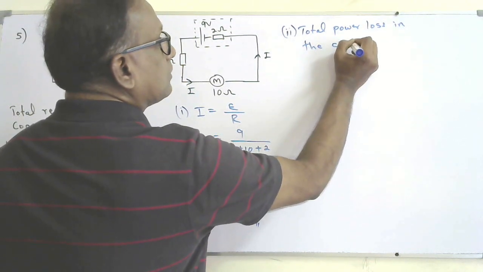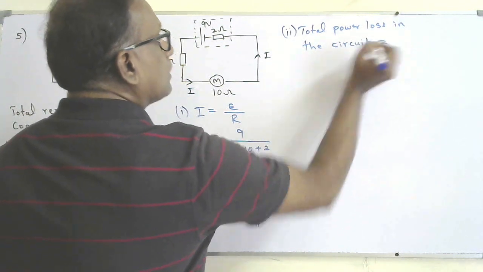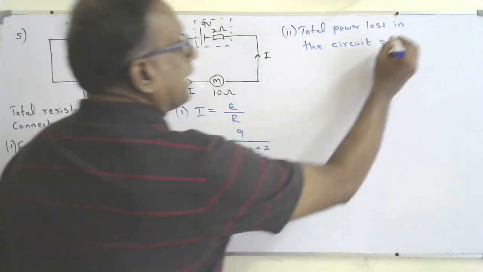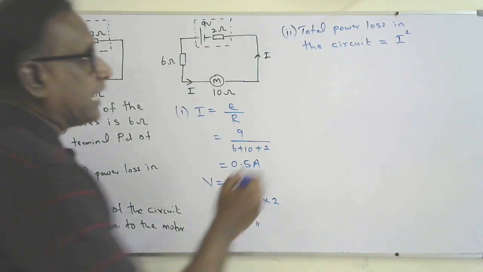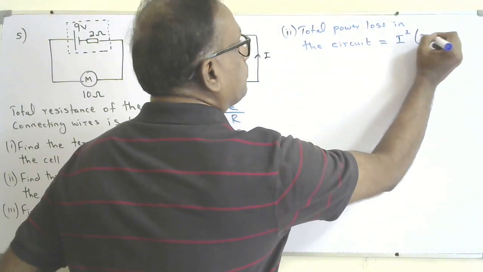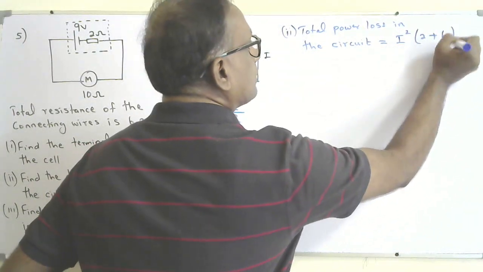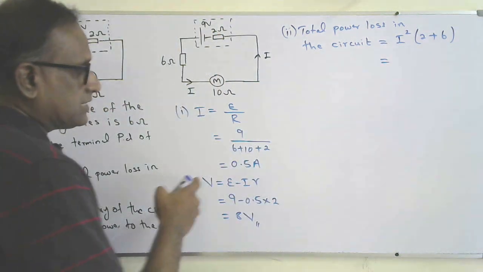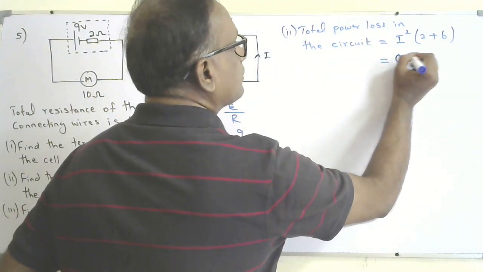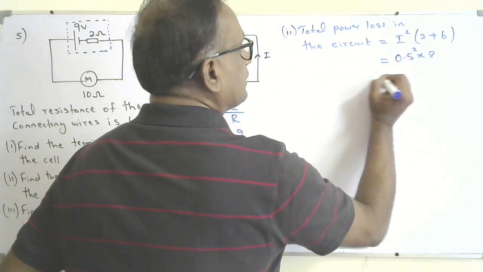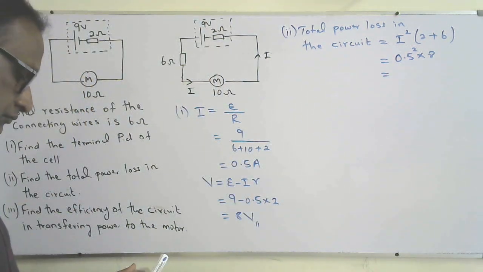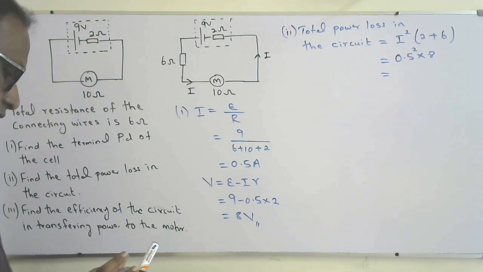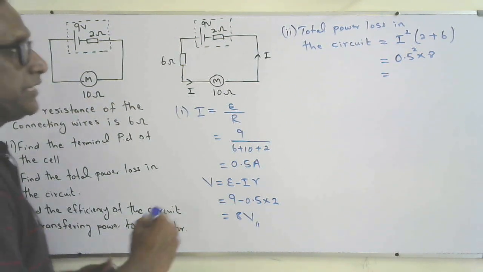Circuit, that will be I squared. These are power wasted. They are going to be converted to heat, right? I squared into 2 plus 6. So current we found, 0.5 squared into 8. That will be 2 watts.